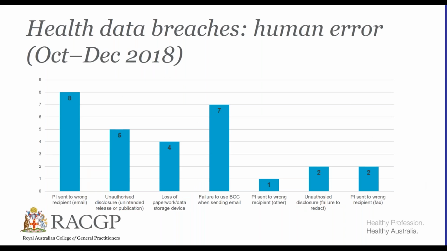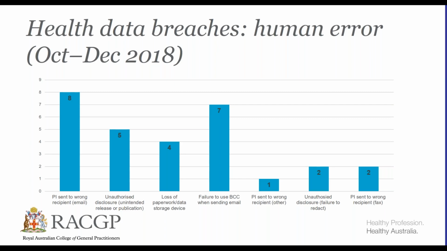So breaking down human error data breaches into more detail, we can see that personal information sent to the wrong recipient by email was the most common type of human error data breach for the health sector. And this also is extended to sending personal information by email, mail, fax, or some other form of communication. That's fairly consistent across the quarters that we've seen.